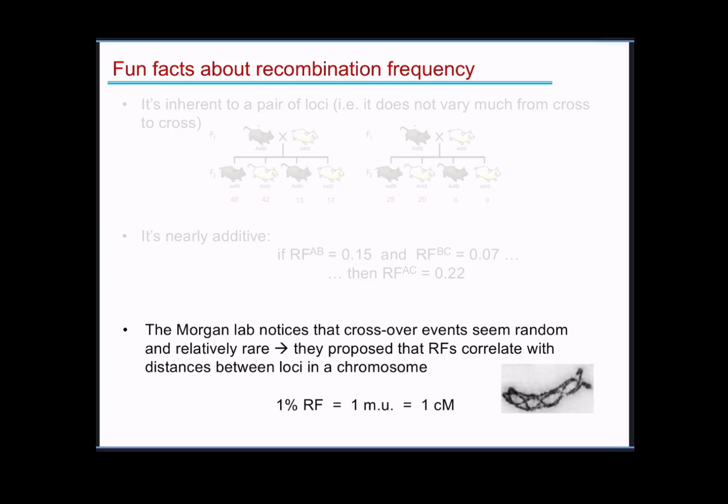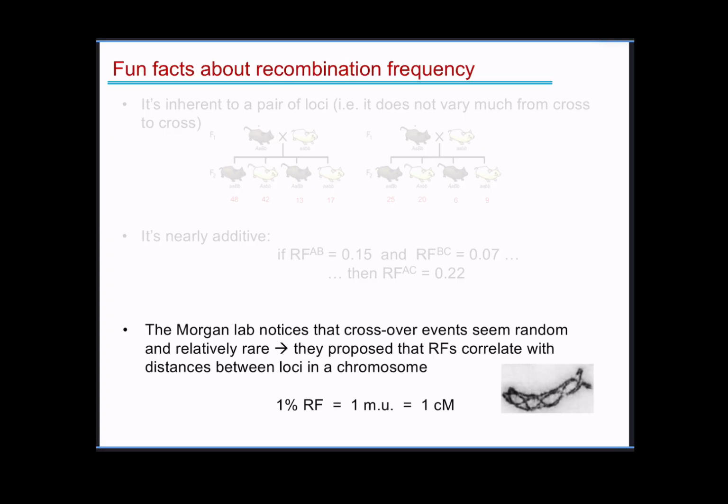So they were seeing it with flies, and they were seeing under the microscope these funny shapes of chromosomes, apparently interchanging information. That's the best way that they could put it, right? So they came up with this idea, with this proposal, that recombination frequencies correlate with the distance between loci in a chromosome. Exactly what you just said.